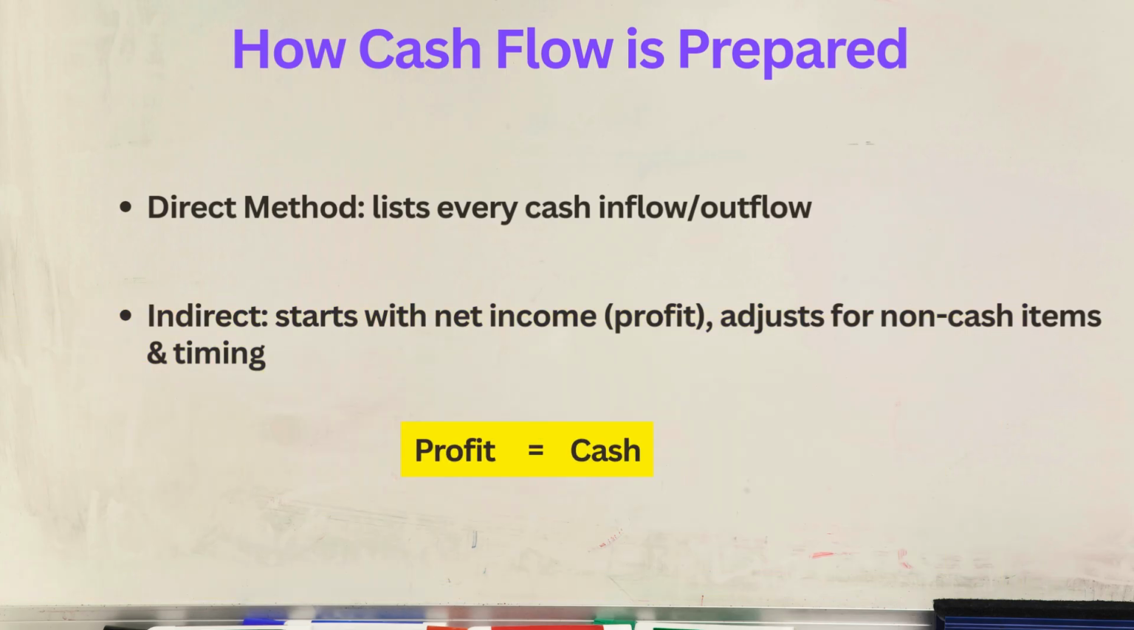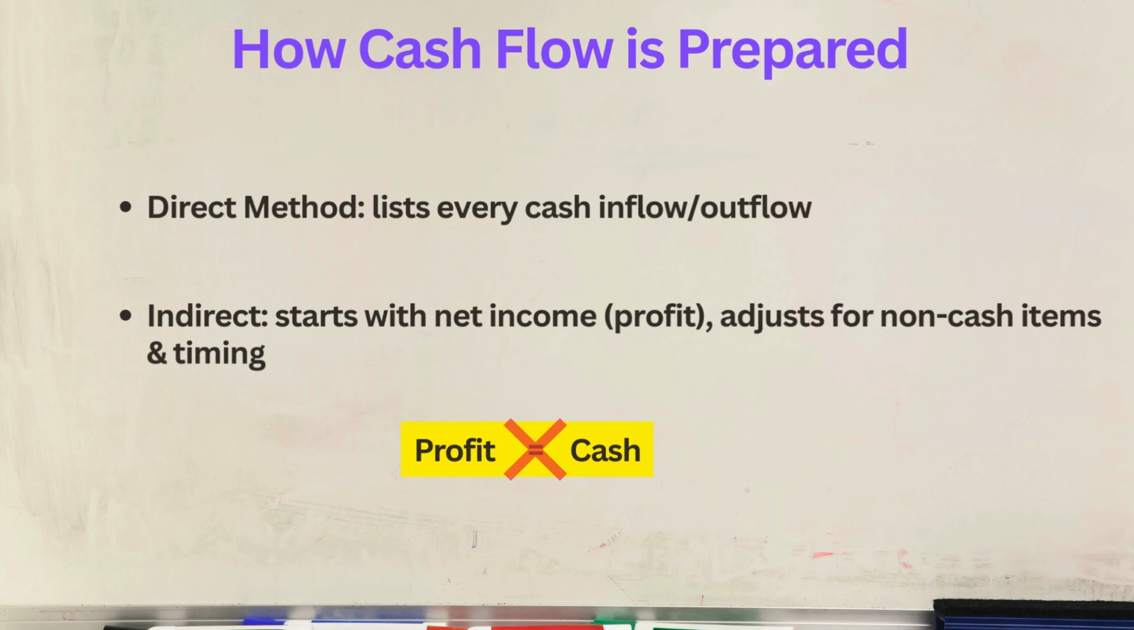Because profit doesn't equal cash. For example, depreciation lowers profit but doesn't use up any cash. Same with accrued expenses, they affect profit before the money actually moves. So the indirect method adds back non-cash items and adjusts for timing differences like receivables or payables.